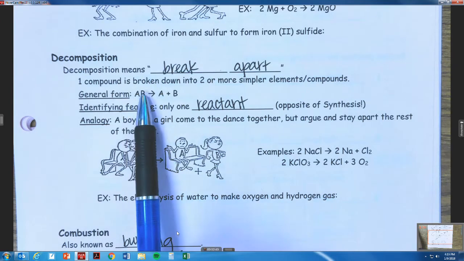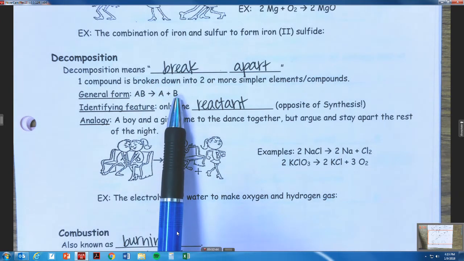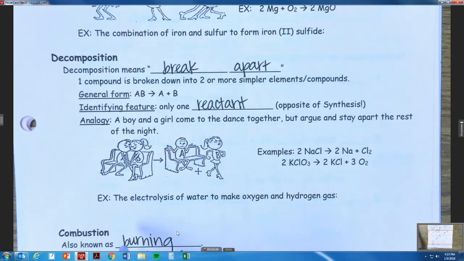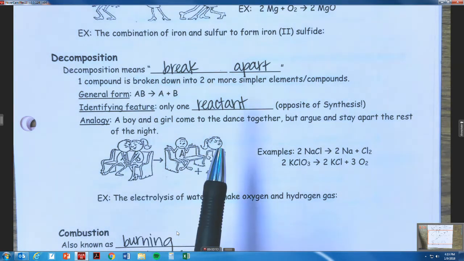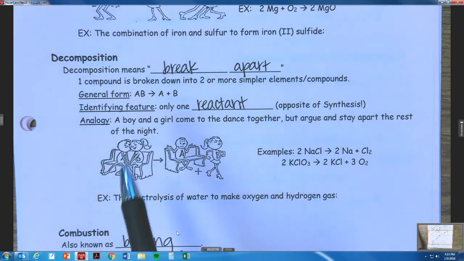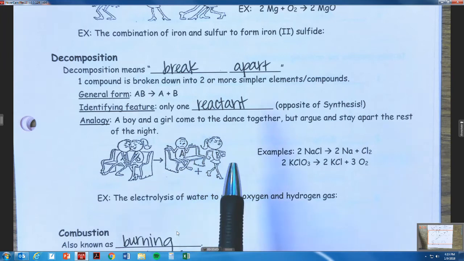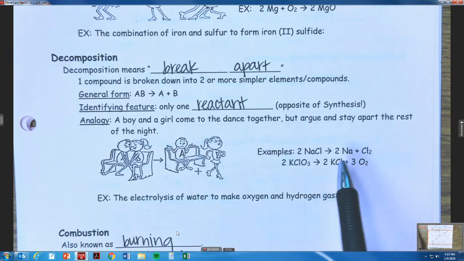So we are breaking down our compounds into elements or smaller compounds, or different compounds rather. Your analogy is that a boy and a girl come to the dance together, but they argue and stay apart the rest of the night. So again, they are separating. They start together, but they separate after the reaction has occurred.